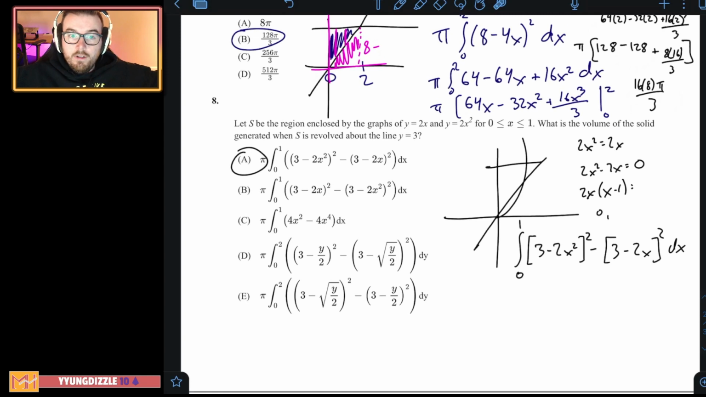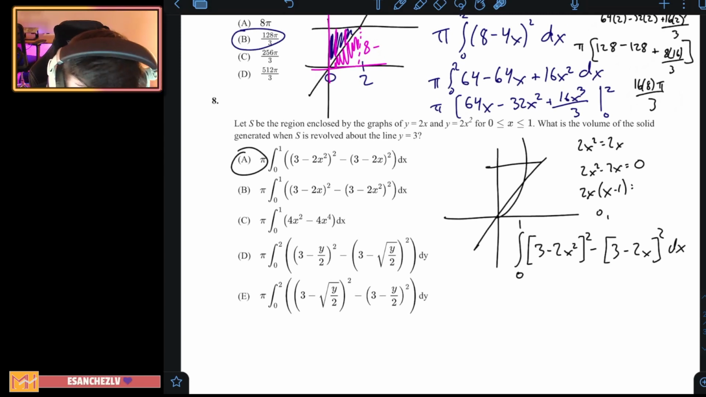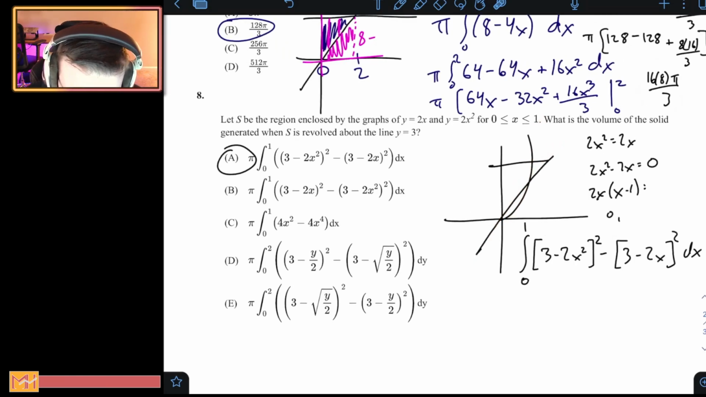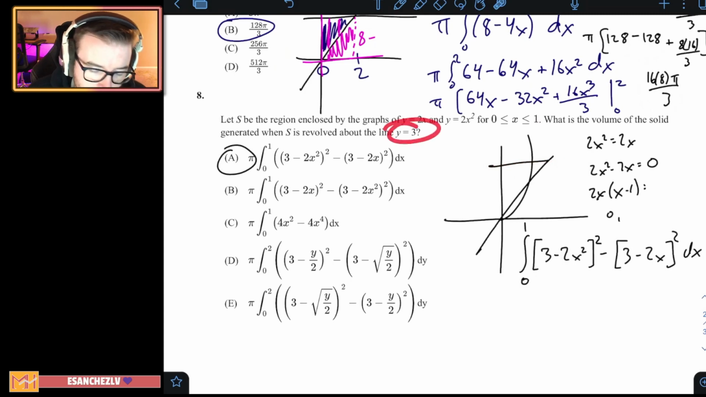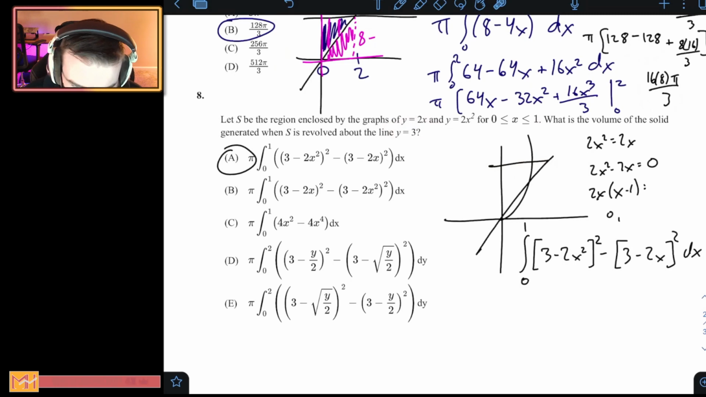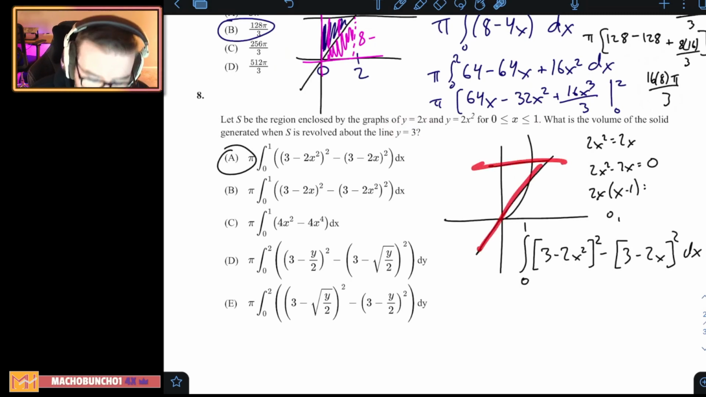All right. And the last question, number 8. Let S be the region enclosed by the graphs of y equals 2x and y equals 2x squared. Again, those were pretty quick to graph, so not too big a deal. What is the volume of the solid generated when S is revolved around the line y equals 3? So again, because we're revolving around a line other than an axis, we have to be a little bit concerned. But again, it's just simply top minus bottom.